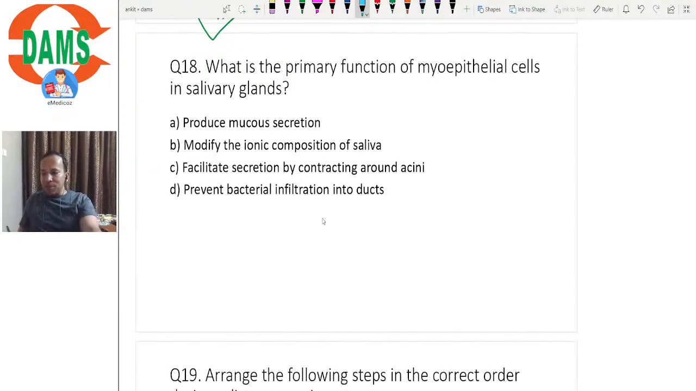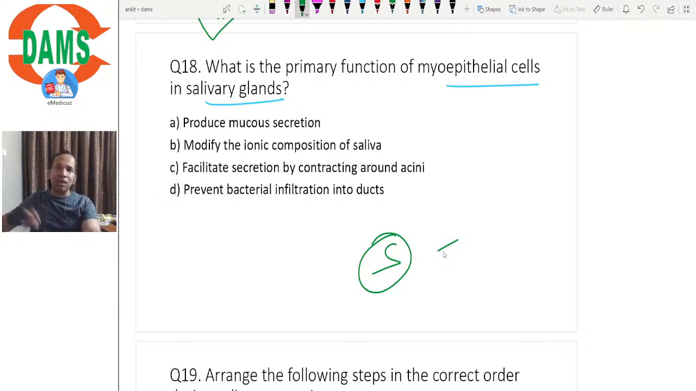What is the primary function of myoepithelial cell in the salivary gland? तो myoepithelial cell का क्या main function हो गया? Secretory होगा क्या? Is it secretory or does it assist in expulsion of saliva? So option A क्या है? Produces mucus secretion. So it does not produce anything. It is not a secretory cell, isn't it?